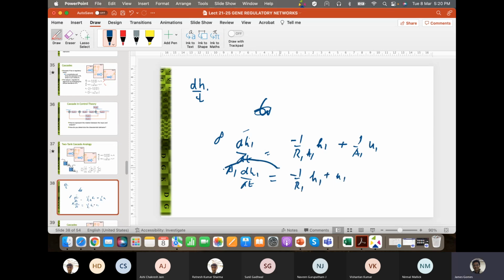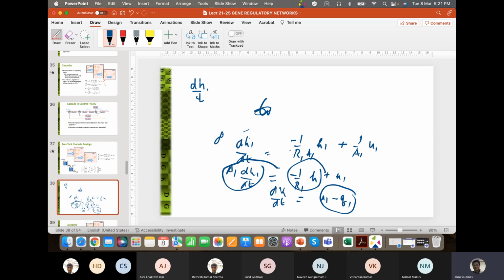Now this term on the left hand side is really the volume. So it's dV1 dt. So it's the rate of change of volume actually. So the volume will change depending upon what comes in, U1, minus what goes out, Q1, right? So that's what it means. And this term which is here is part of that, right? So that's what is happening here.